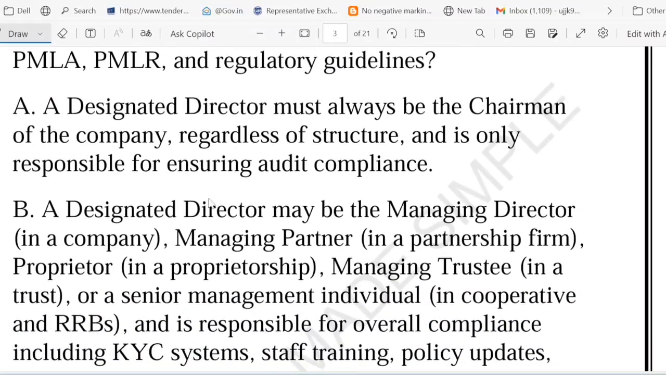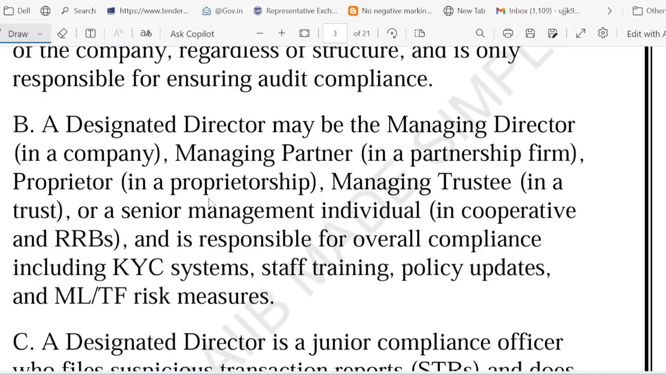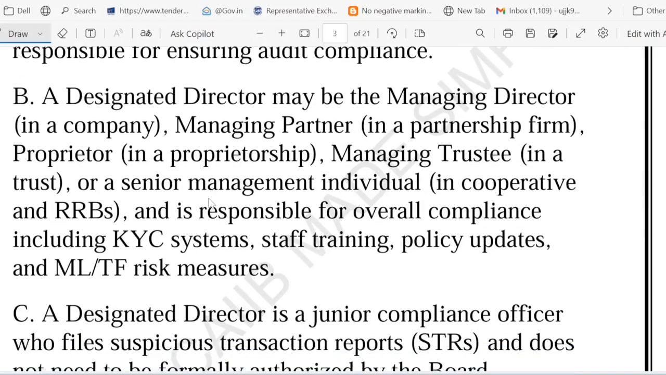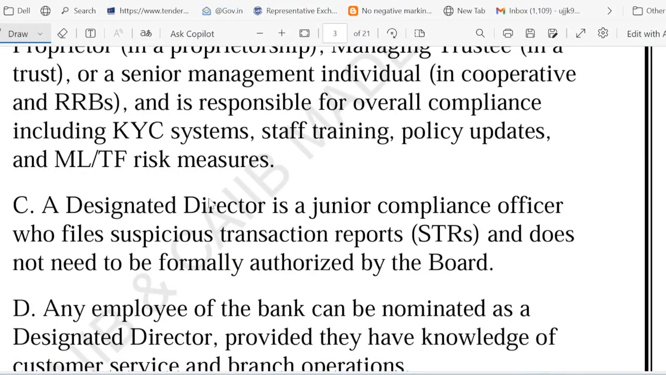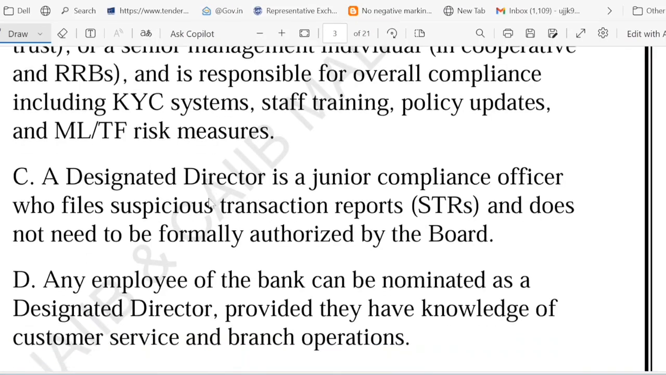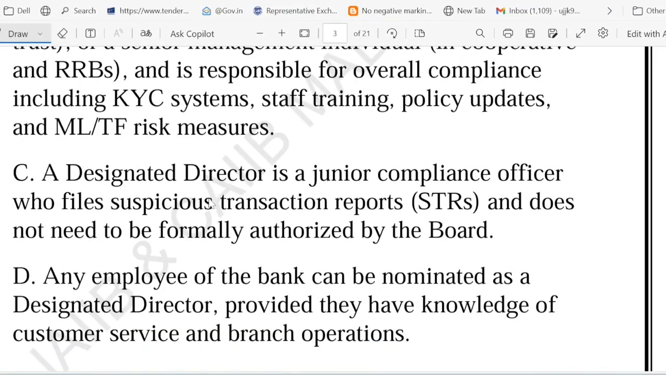Option A. A designated director must always be the chairman of the company regardless of the structure and is only responsible for ensuring audit compliance. Option B. A designated director may be the MD, managing partner, managing trustee or a senior management individual and is responsible for overall compliance including the KYC system. Option C. A designated director is a junior compliance officer who files suspicious transaction reports and does not need to be formally authorized by the board. And option D. Any employee of the bank can be nominated as a designated director provided they have knowledge of customer service and branch operations.